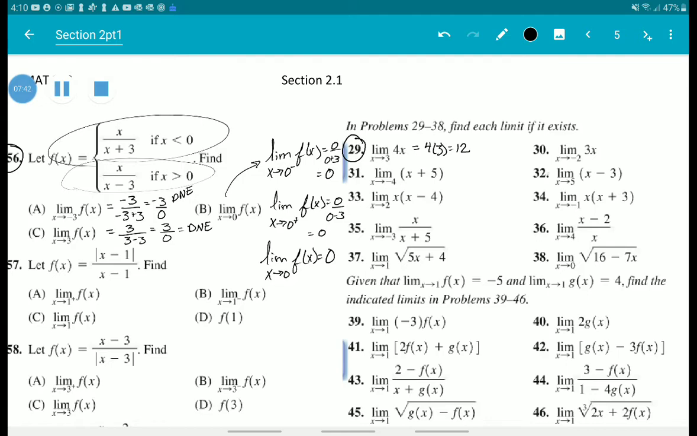Let's do another one. Let's look at 32. Same thing. We want to know the limit as x approaches 5. Just substitute it in, and we're going to get 2. And then let's look at 36. Substitute in, and we are going to get 1.